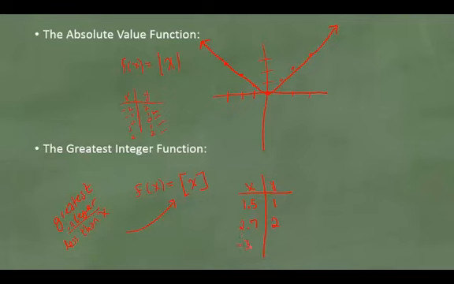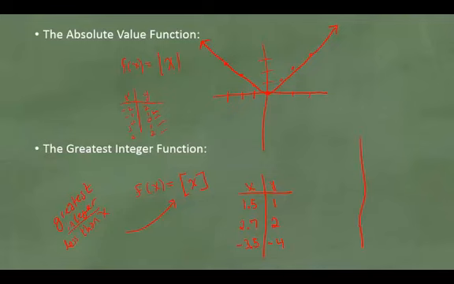Negative 3.5. What are some smaller numbers than that? Negative 4, negative 5, etc. Negative 3 is not smaller than negative 3.5. So we need negative 4.